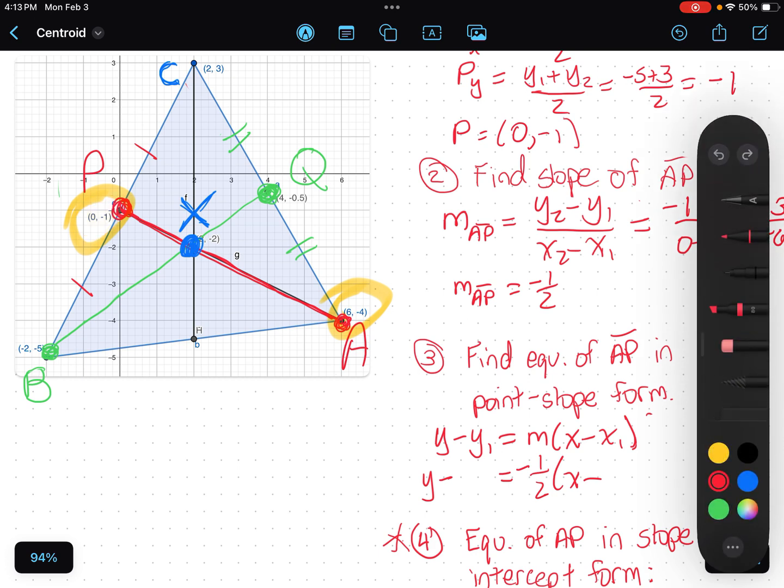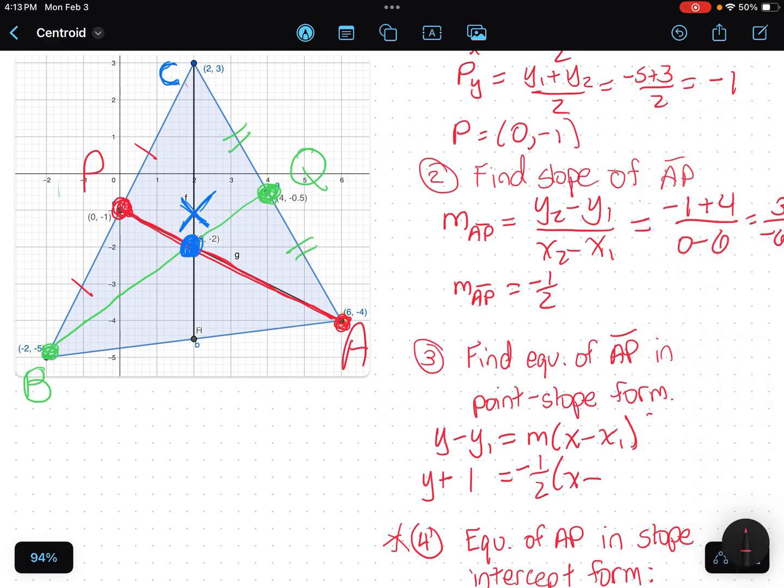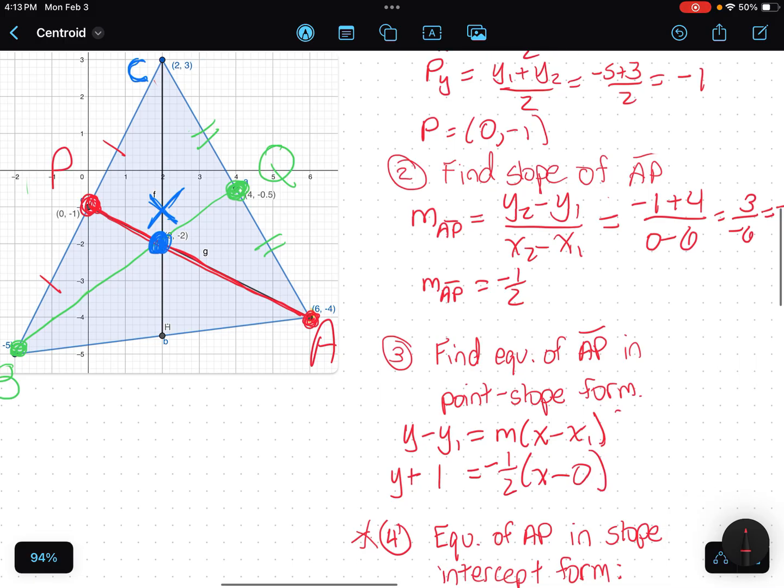So again, let me erase my highlighting here, and now let's go ahead and substitute those values. I'm substituting 0, negative 1 into this particular formula. Y minus a negative 1 will make that a plus 1, and then x minus 0 gives me that as my point-slope form.